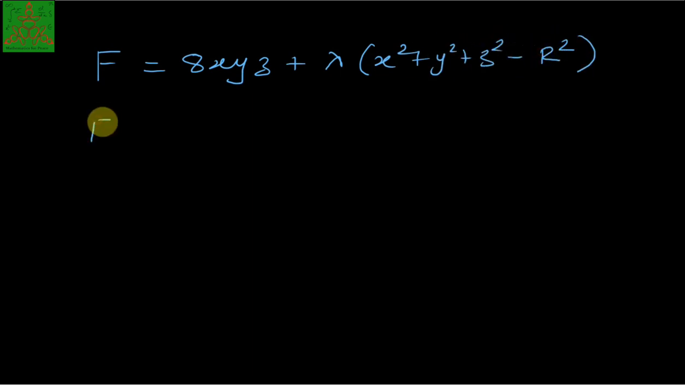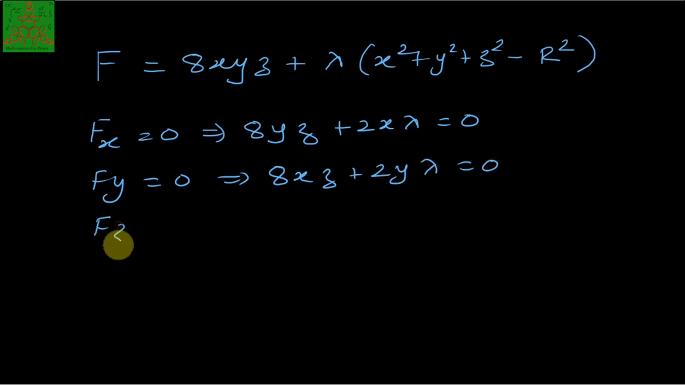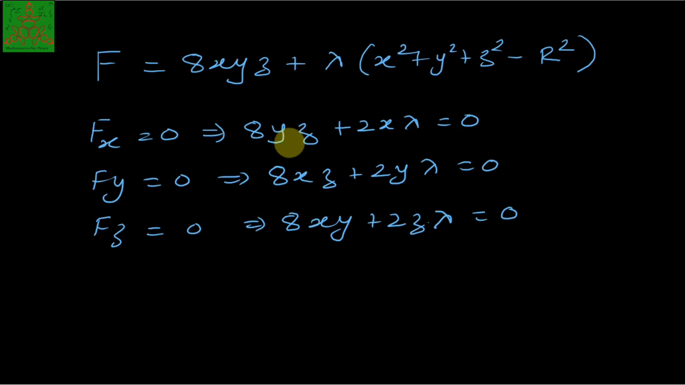Now we need to calculate: Fx equal to 0 implies 8yz plus 2x lambda equal to 0. Fy equal to 0 gives you 8xz plus 2y lambda equal to 0. Fz equal to 0 implies 8xy plus 2z lambda equal to 0. Now these three equations will give you this.